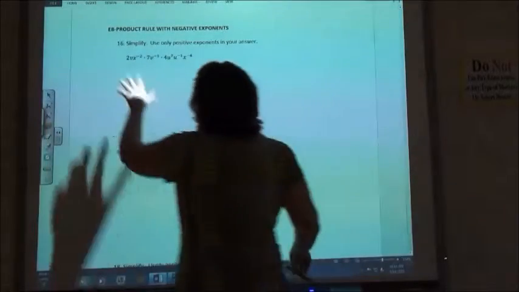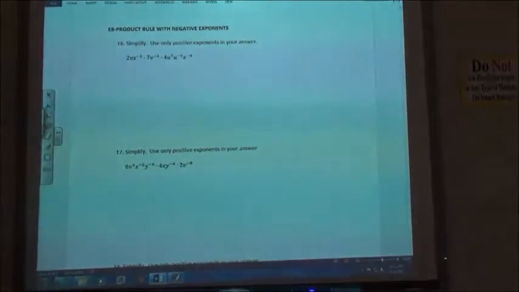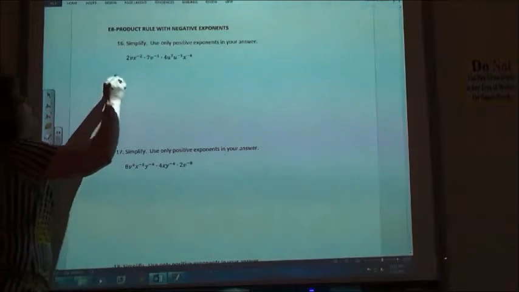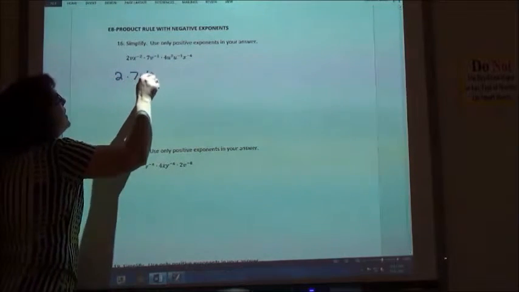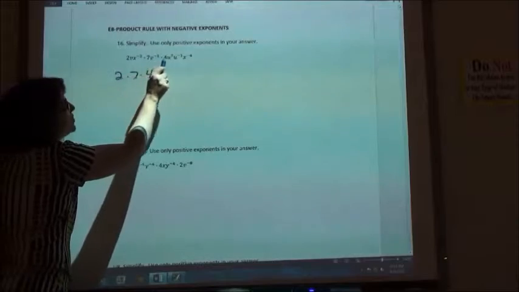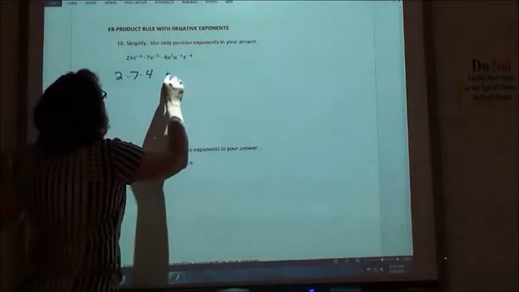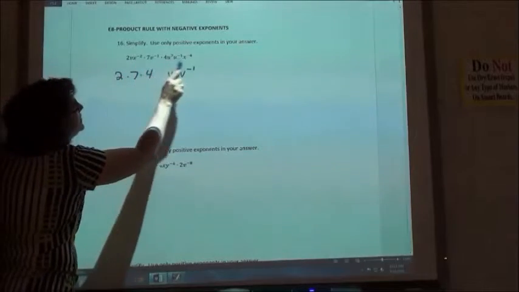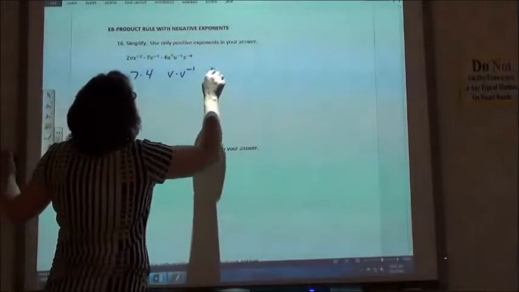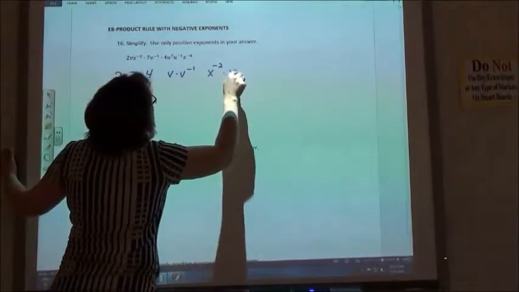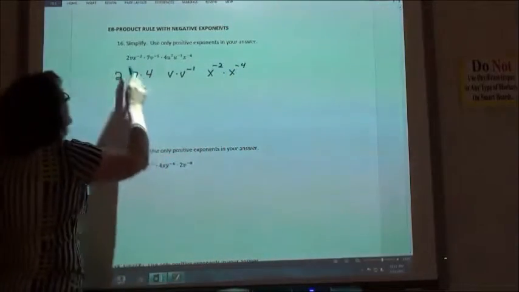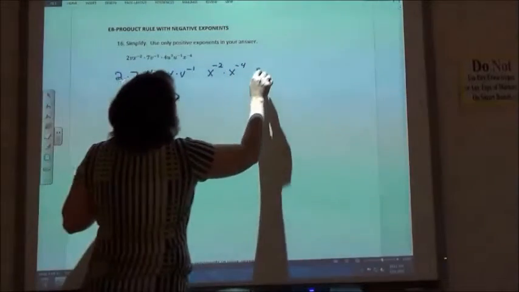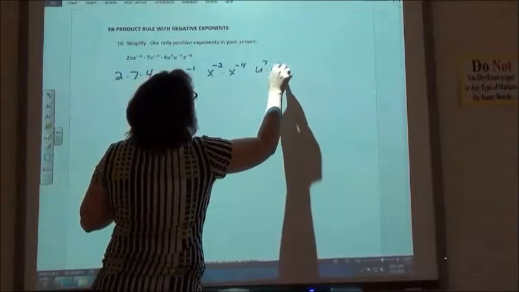We're following our rule when we're simplifying. We basically are grouping our like things together. So we're going to take our 2 times our 7 times our 4, the coefficients all together. Then we have a v times a v to the negative 1, doing my v's. Then I have an x to the negative 2 times an x to the negative 4. And then I have a u to the 7th times a u to the negative 1.